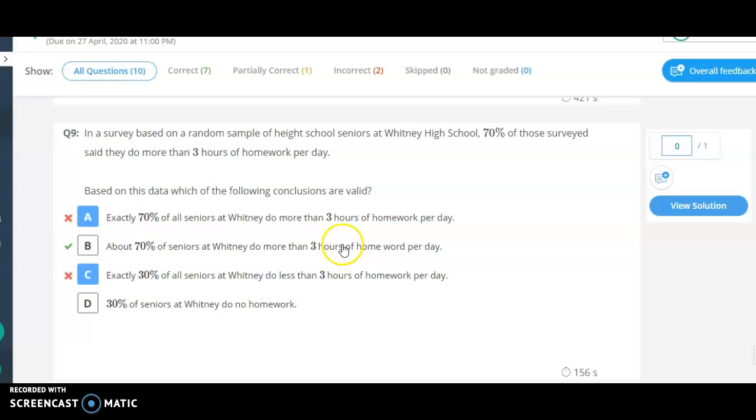So instead of exactly, it's about 70% of seniors at Whitney do more than 3 hours of homework per day. And then you said exactly 30% of seniors do less than 3 hours. Well, you can't say exactly because, like I said, it's a random sample you're predicting. So if this had said about 30% of all seniors at Whitney do less than 3 hours, then that would be true. But since it says exactly, that is not correct. So B would be the only possible answer.